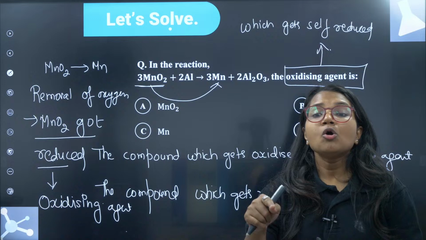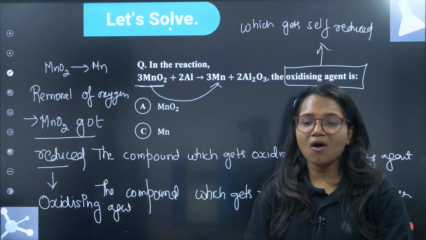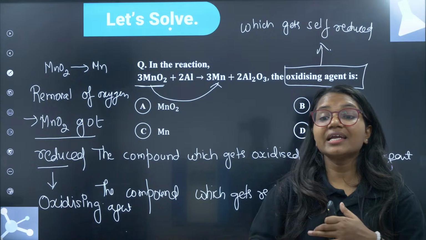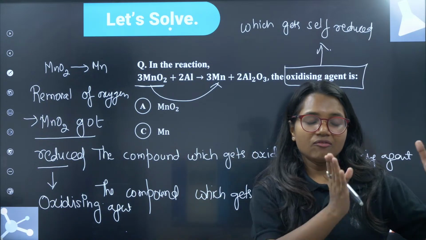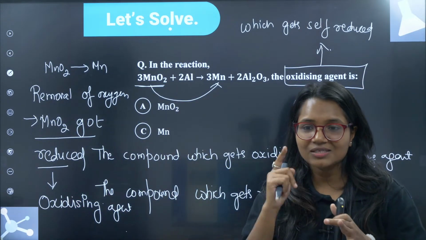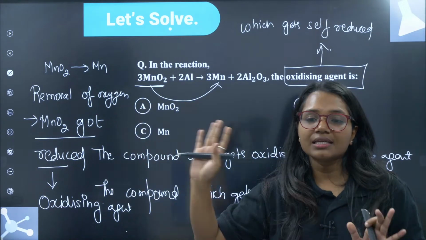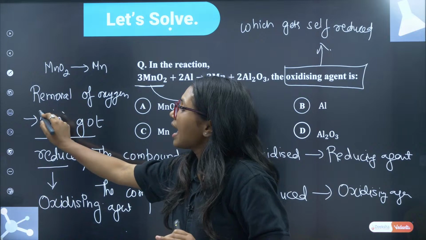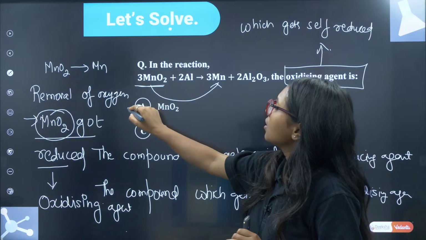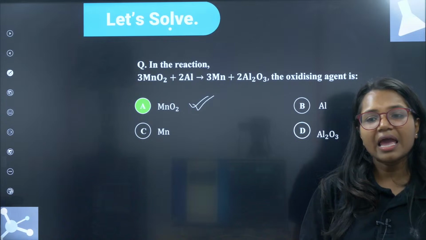Yes? If Sonu will get oxidized, then Sonu is what? Do let me know in the chat box. If Harsha is getting reduced, then Harsha is what? If Sonu is getting oxidized, Sonu is a reducing agent. Yes, very good. If Harsha is getting reduced, Harsha is the oxidizing agent. Same way here, MnO2 got reduced. So, MnO2 is a what? Oxidizing agent. Correct? So, the correct answer here is MnO2.